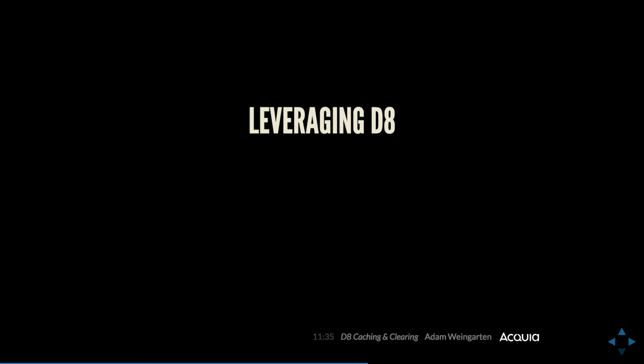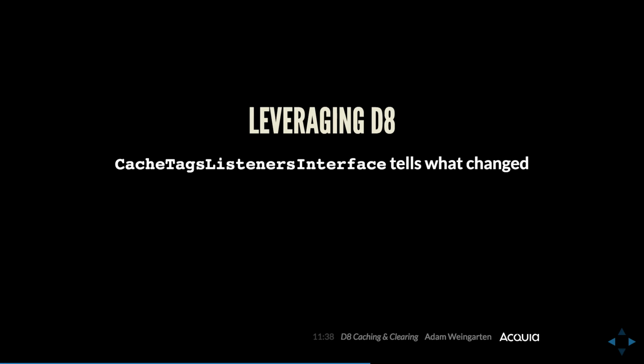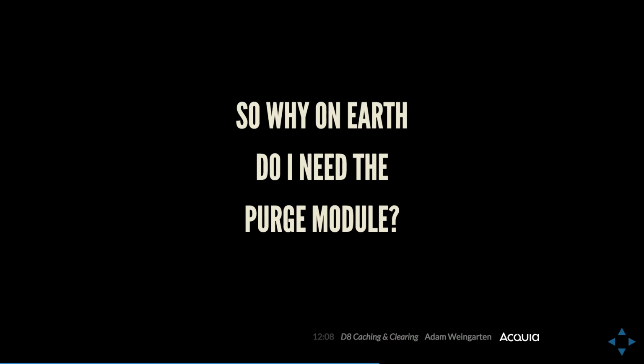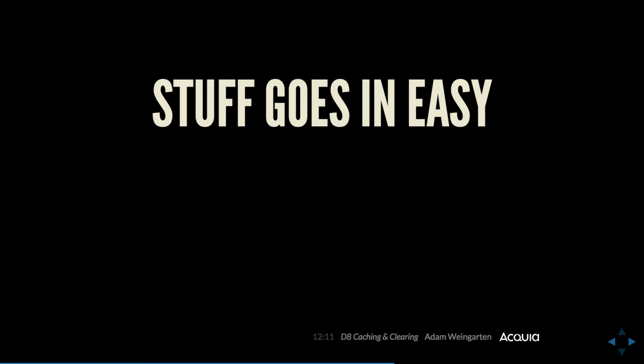So the first thing we're going to talk about is the Purge module. It's leveraging D8. It basically relies on the cache tag listener interface to see what has actually changed. So whenever Drupal invalidates a tag, if we're listening to this interface, we'll know in Purge what's changed. So it's not hard to set response headers with tags. We could basically write this whole thing in less than 100 lines. What's the big deal about Purge? Why do I need all this extra stuff? Why can't I just write this myself?